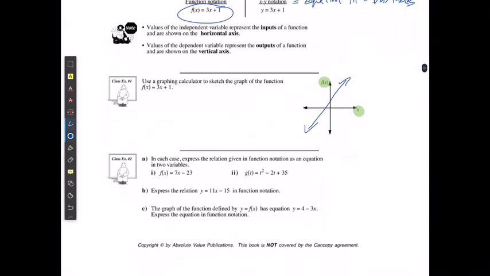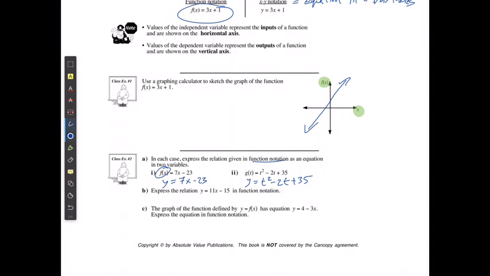So, for example 2, in each case express the relation given in function notation as an equation in two variables. All we're doing is just converting the function notation back into two variables. It's really simple. We just need to know that f of x represents y. So I'm going to say that y is equal to 7x minus 23. G of x is going to represent my vertical as well, so I can say y is equal to t squared minus 2t plus 35.